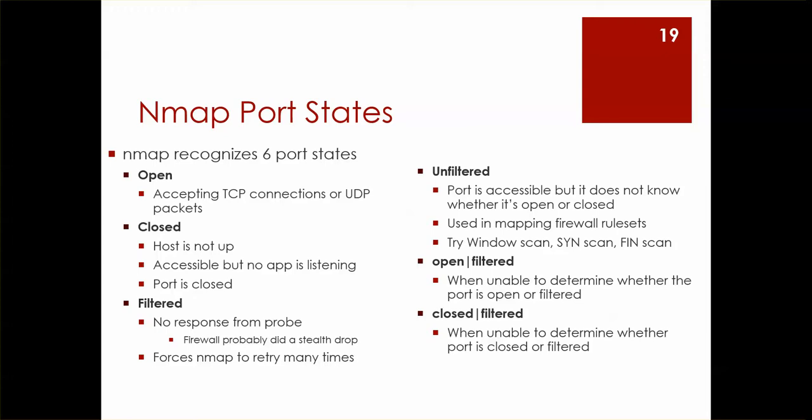Unfiltered. The port is accessible, but Nmap can't determine whether it's open or closed. We can usually find out more about the port state if we use a window scan, a SYN scan, or a FIN scan. Open|filtered means that Nmap is unable to determine whether the port is open or filtered. That could be due to configuration in our firewall, or certain elements of the communication being blocked. And closed|filtered means it's unable to determine whether it's closed or filtered. Again, the same thing.